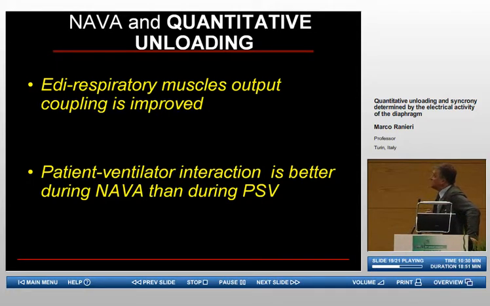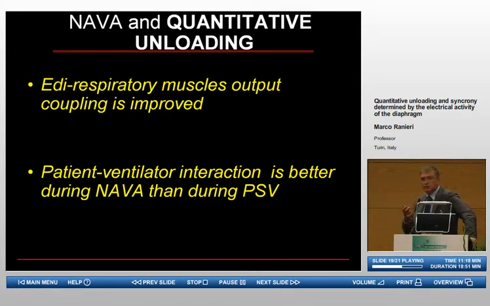So, NAVA and quantitative unloading. In our clinical experience, based on these data, we can say that electrical activity of the diaphragm, respiratory muscle output coupling is improved in the sense that for the same pressure developed by the respiratory muscle, the firing rate in terms of electrical activity is reduced. If this is good or bad in physiological terms, in clinical terms, I have no idea. What is certainly improved is the patient-ventilator interaction. But also here, I would tend to say that a better patient-ventilator interaction is something good for the patient.